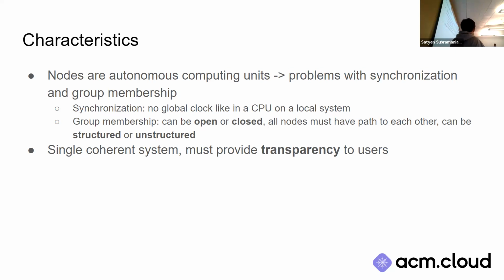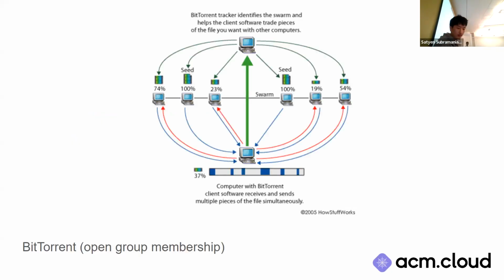It means that the topology of your nodes has to follow a very specific set of rules, versus unstructured, which means that you can have pretty much any graph topology mapping between your nodes. There's no real guarantee of any type of structure. And so again, single coherent system, all of this has to be hidden from the users to provide what's called transparency. Okay. And then this is an example of BitTorrent.